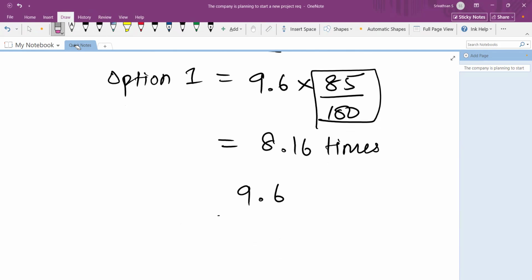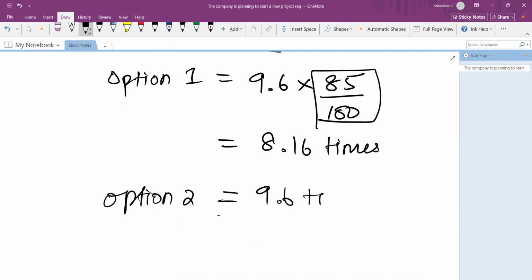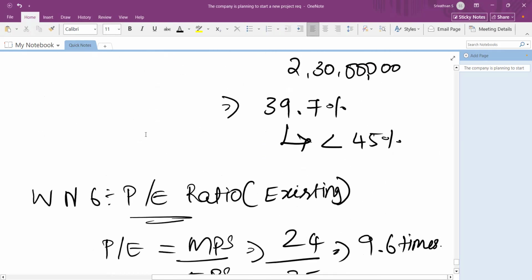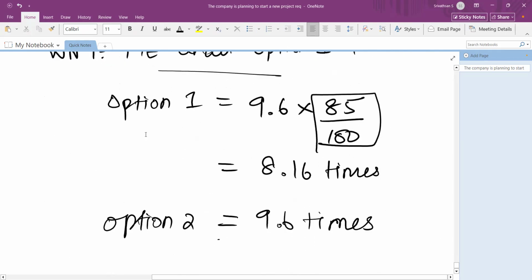So 8.16 is the P/E ratio under option 1. But under option 2, what will be the P/E ratio? It will remain the same. It will still remain at 9.6 times. Why? Because under option 2, the debt equity ratio is only 39.7%, which is less than 45%. So the P/E ratio will not change under option 2.